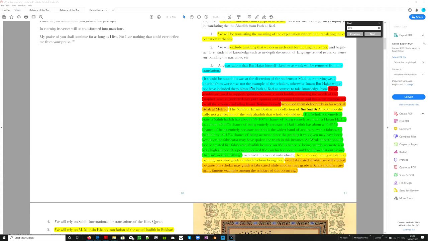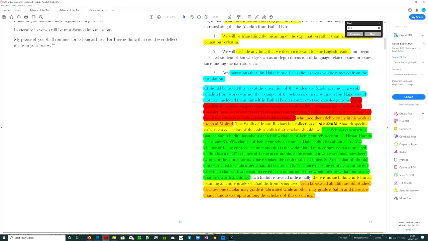Removing weak hadith from works was not the example of the scholars. Otherwise, Imam Ibn Hajar would not have included them himself in Fath al-Bari as sources to take knowledge from. And this is critical here. Weak hadith are used to support opinions because a weak hadith containing the words of the Prophet is preferred over pure opinion and personal ijtihad, personal judgment. And this is the example set by all the scholars, including Imam Bukhari himself, who used them deliberately in his works, Al-Adab al-Mufrad. The Sahih of Imam Bukhari is a collection of the Sahih ahadith specifically. It is not a collection of the only hadith that scholars should use.